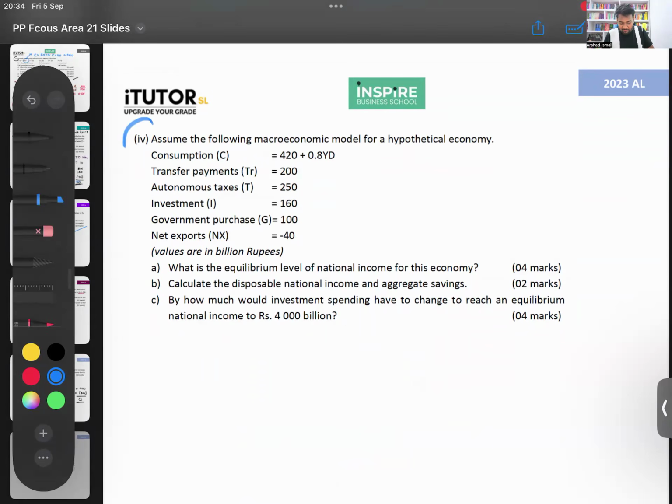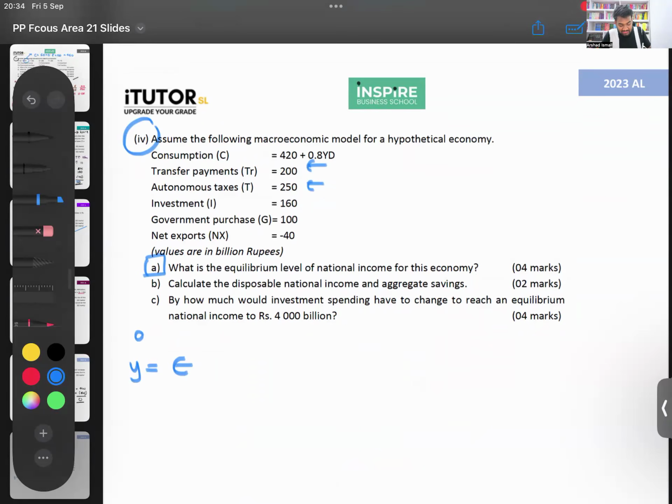Okay. Part 4. Assume the following macroeconomic model for a hypothetical economy. Consumption, transfers, taxes, investment, government spending and net exports are given. First, find the equilibrium level of national income. Can you all do that alone? But remember, there is a tax and a transfer that you have to adjust. How much do you all get?